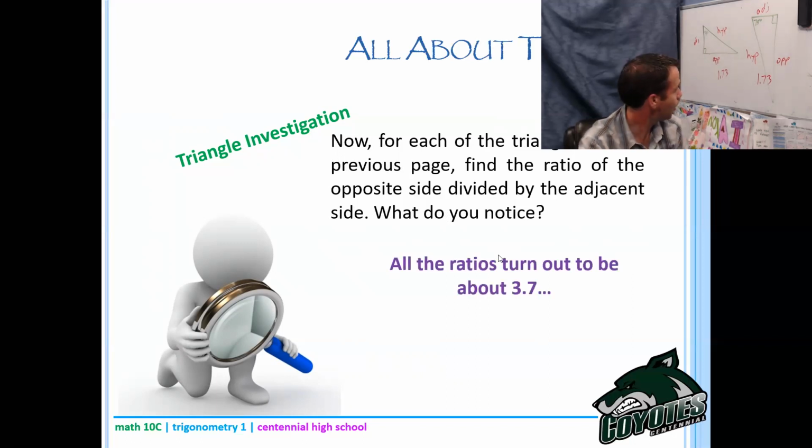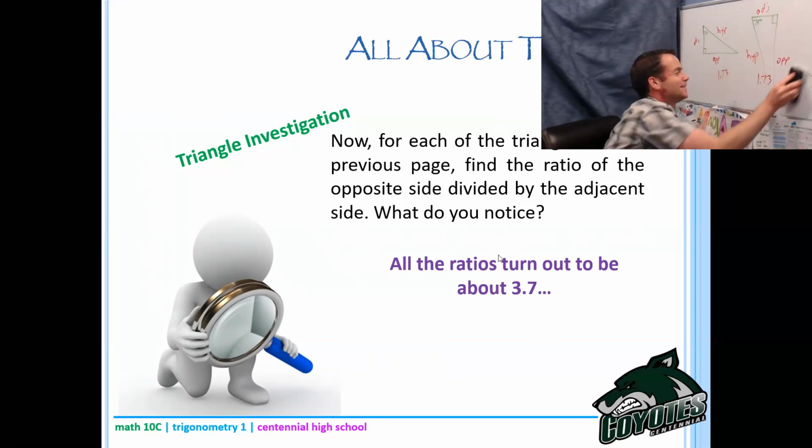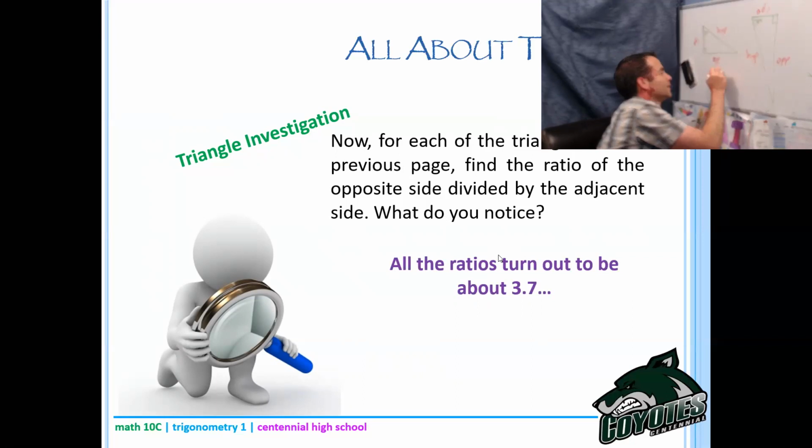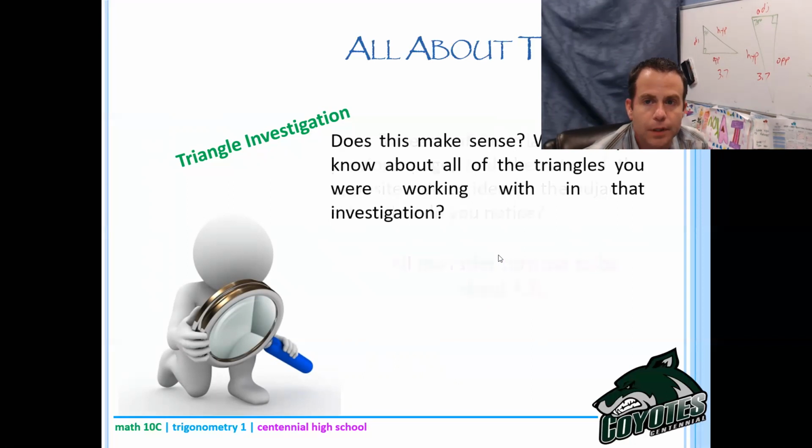So all the ratios, sorry, it's 3.7. It's not 1.73. I just made that up off the top of my head. 3.7, 3.7. I wasn't thinking about the right number in my head. All the ratios turn out to be around 3.7. Actually, exactly 3.7, but we'll talk about that in a second. Does this make sense?